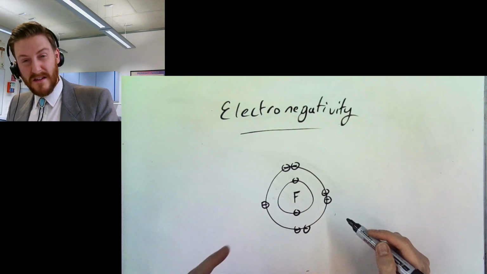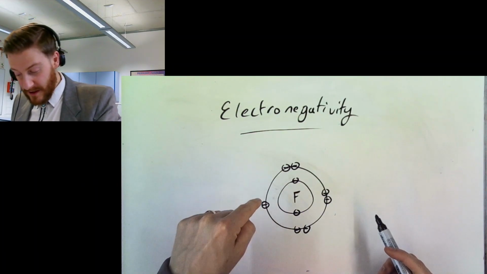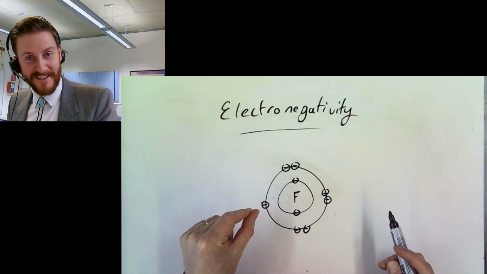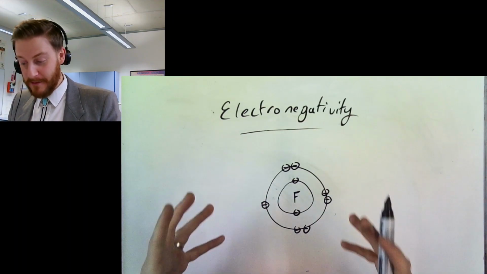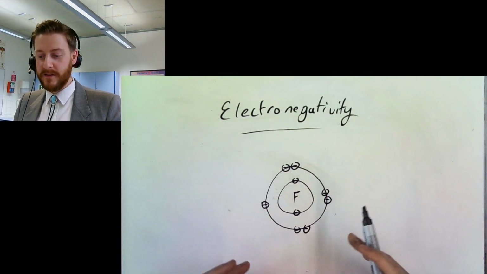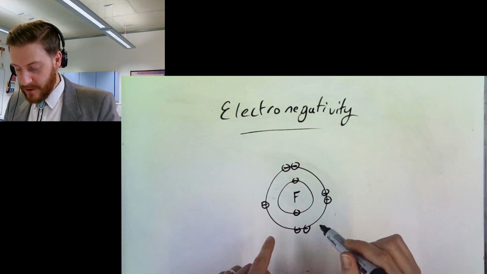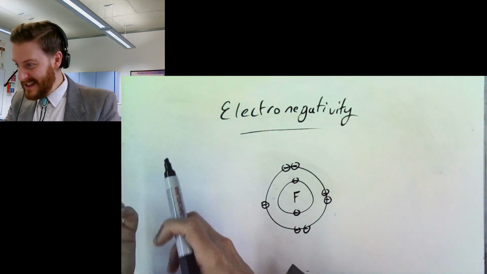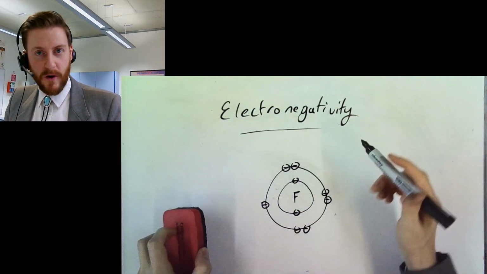And 7 is so close to 8. It just has one last seat to fill. It really, really wants an electron. If I can get one more electron, it could be stable. It could be just like the neon next to it. It's a noble gas and not going to react with anything. So my fluorine is really, really electronegative, which means it's going to be able to pull electrons off from other things.